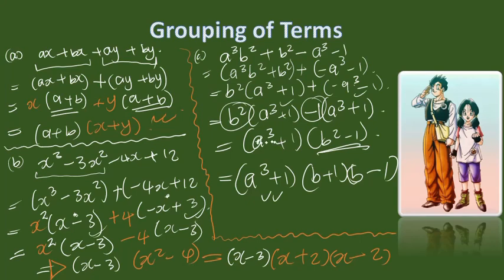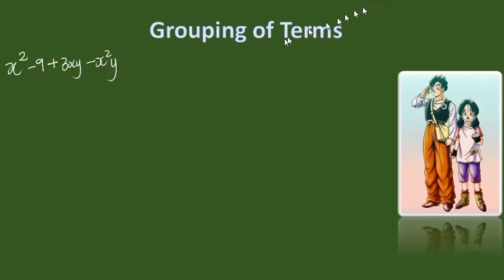Right. On to the next part. What do we have here? I'll try to group things again and see if that works for me. Okay. Let me group these two here. Boom. This is trial and error. Remember that. I have x squared minus 9. What do I have here? I have a positive 3xy minus x squared y.